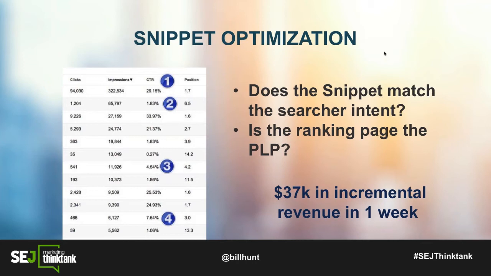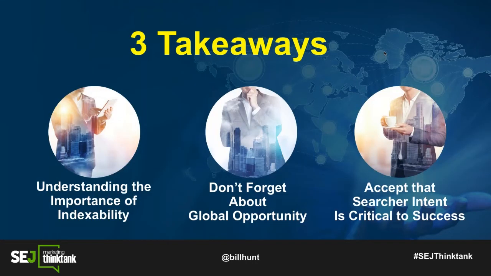So in wrapping up, because we definitely want to get to some of your questions, the three takeaways are really: understand the importance of indexability. Don't forget about your global opportunity if you are a global site, and think of things like hreflang. And really accept that searcher intent is critical to success. Something as simple as listing drinks or referencing drinks in this case was a pretty significant increase in click rates.